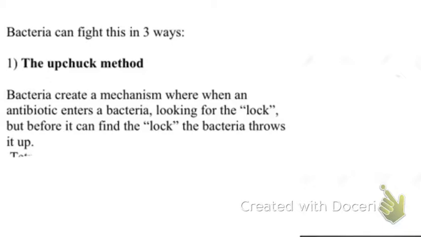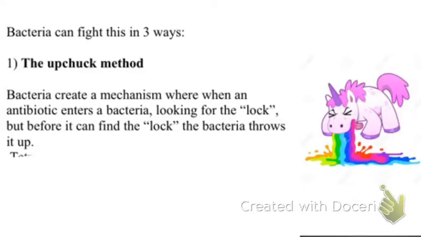What's really happening is that the bacteria senses the presence of the antibiotic and creates a chemical gradient that pushes the antibiotic back out of the bacteria, but we can just think of it as the bacteria throwing it up. And that little image will help you remember forever. Tetracycline is resisted this way. So tetracycline is resisted through the upchuck method.